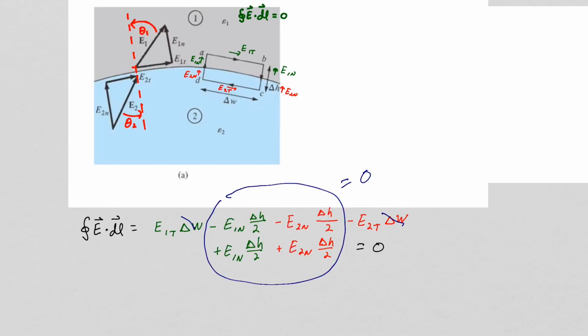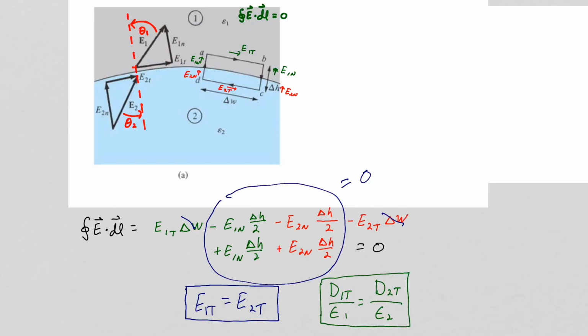So the tangential components of the electric field intensity on the two sides of the boundary are the same, which means the tangential components of the electric flux density fields on the two sides of the boundary are not the same. Their relationship is determined by the permittivities of the two materials.